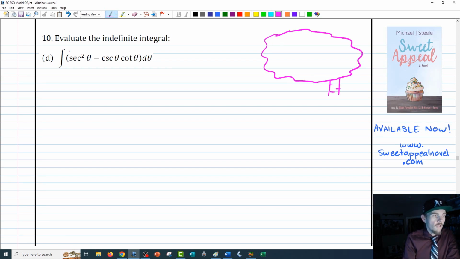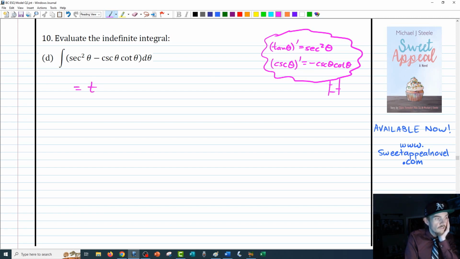So hopefully what you'd think about here as you look at secant squared is you'd remember that tangent of theta's derivative is equal to secant squared of theta. And likewise, when you see negative cosecant theta cotangent theta, I'm hoping that you remember that this is the derivative exactly, by the way, of cosecant of theta. So both of these have the exact right sign to be the positive versions. In fact, this will be equal to tangent of theta and then plus cosecant of theta. And of course, don't forget plus c.